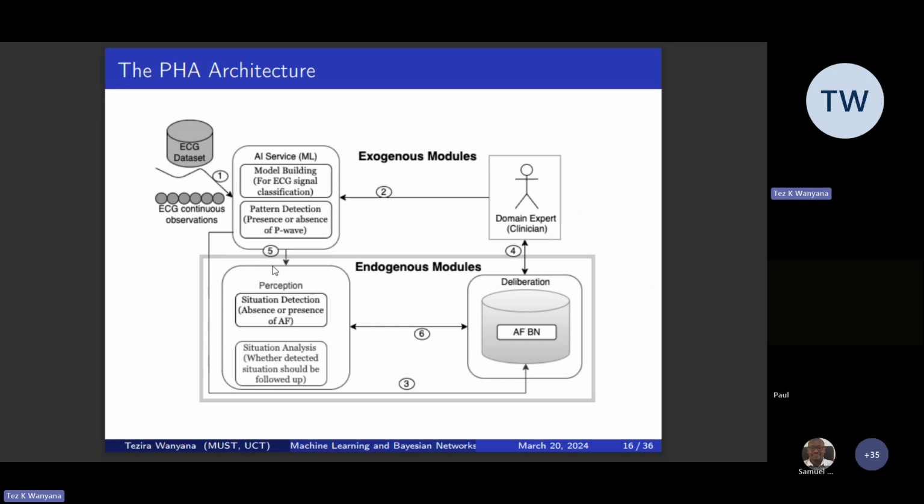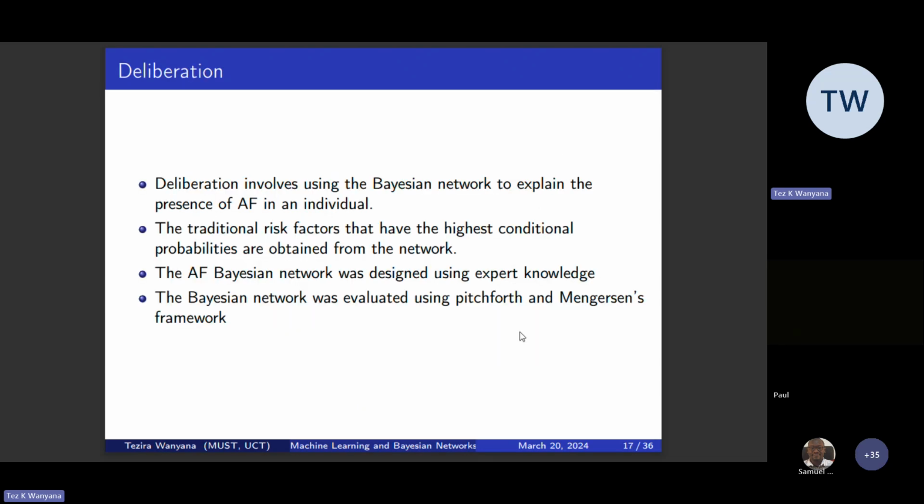So the last module is the deliberation module. And this module involves trying to explain, like I said, the presence of AF in an individual. And for the explanations, we were using the traditional risk factors that have the highest conditional probabilities. I'll explain a little more of this. But this was done using the Bayesian network, and to design the Bayesian network, we used expert knowledge. And also the Bayesian network was evaluated using Pitchforth and Mengersen's framework.